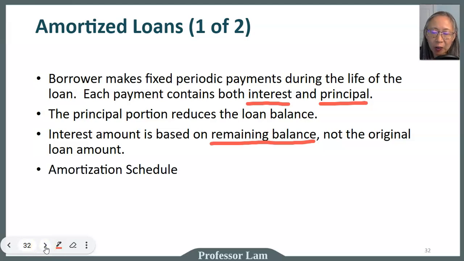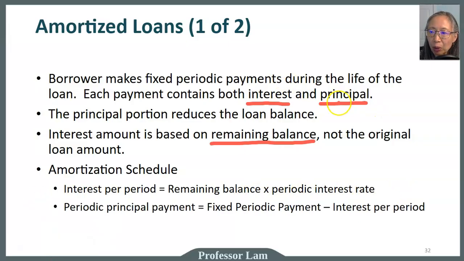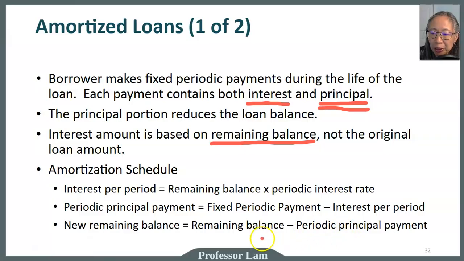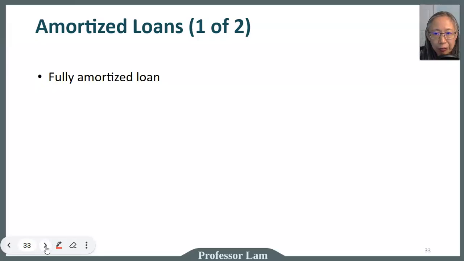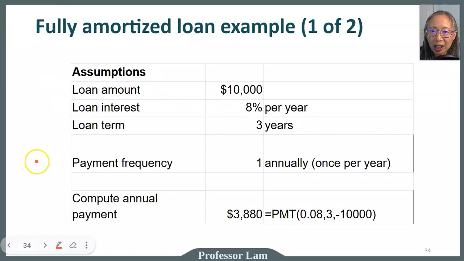The amortization schedule has three components. The first is computing what the interest is. The interest is equal to the remaining balance times the interest rate. Next, we figure out what the principal amount is. The principal amount is equal to your fixed payment minus the interest that we just computed. Finally, the principal is used to reduce the remaining balance, and now you have a new remaining balance that is slightly smaller. With a fully amortized loan, the loan will be fully repaid at maturity, meaning after you make all the scheduled payments. Let's look at a very simple example.